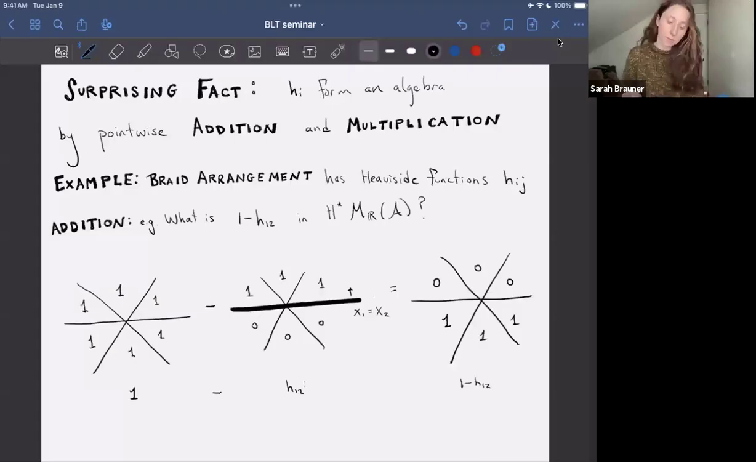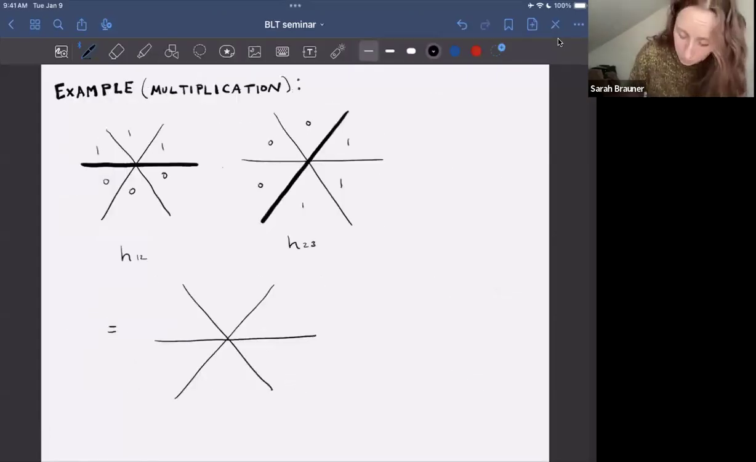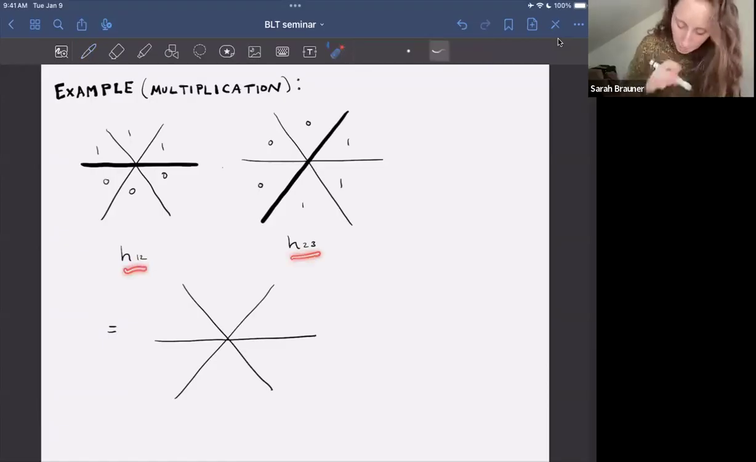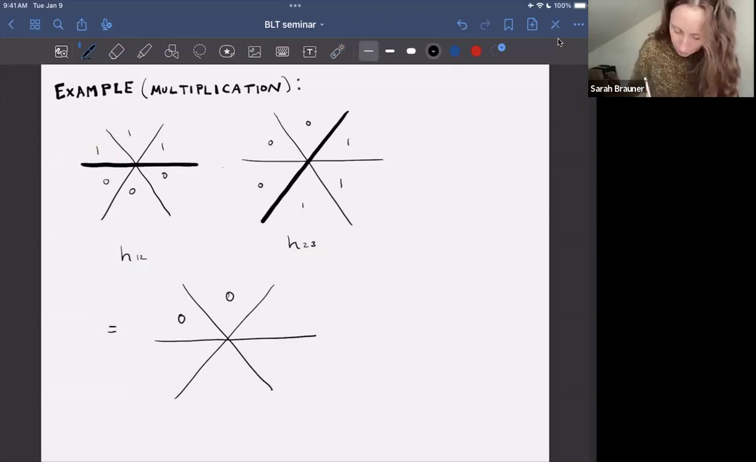Okay, I can also multiply these. And again, I'm going to do it chamber by chamber. So here, let's say I have h_12 times h_23. And I want to multiply chamber by chamber. I look at this chamber times this chamber. This is 1 times 0. And so I get a 0. Similarly, 0. This chamber here is 1 times 1. So I'll get a 1. And everything else will be a 0. Okay, makes sense.